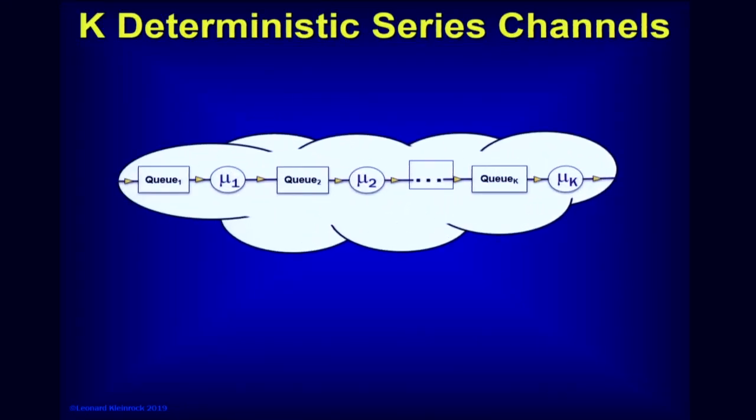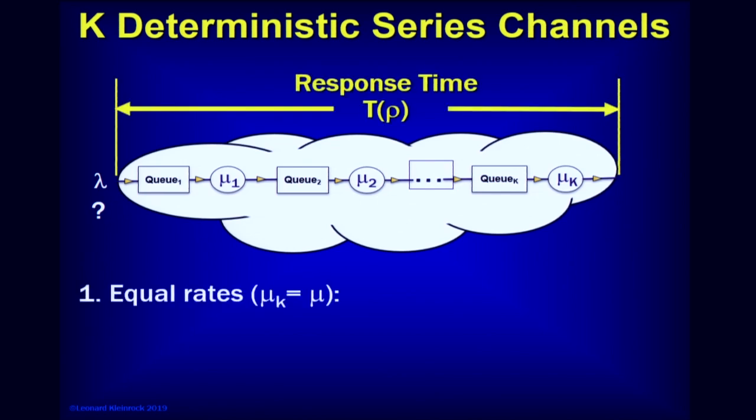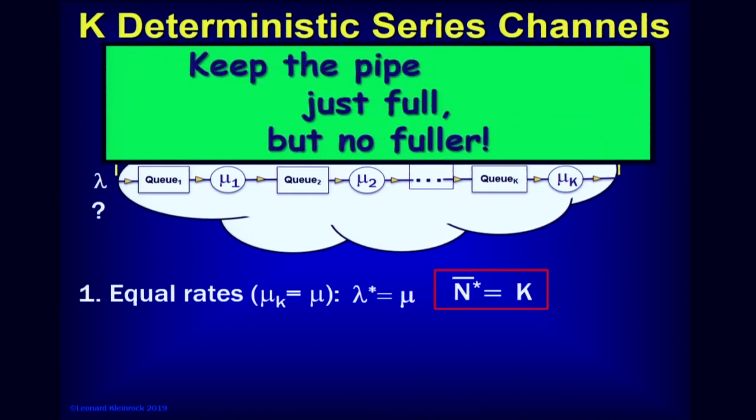You could put k of these things in series, pump in lambda here, how much should it be? There's a response time. If all of these units have the same speed, same bandwidth, then the example is set the optimum input equal to the speed of each node, and the average number in system is how many queues there are, how many pipes there are in the chain, how many links in your session connection. It's equal to k. Keep the pipe just full. Put 1 in each. Nobody else can handle any more. They're going to form a queue. And in fact, it turns out that each node is exactly 1 as you might expect.